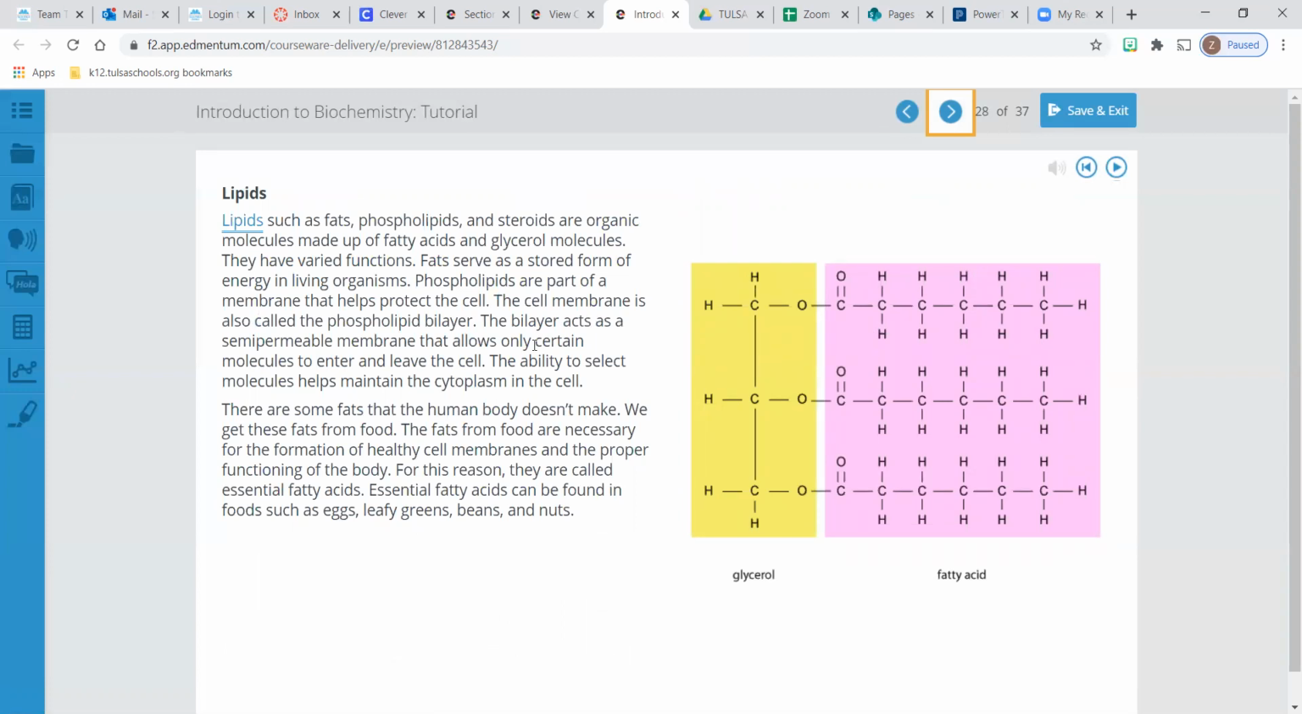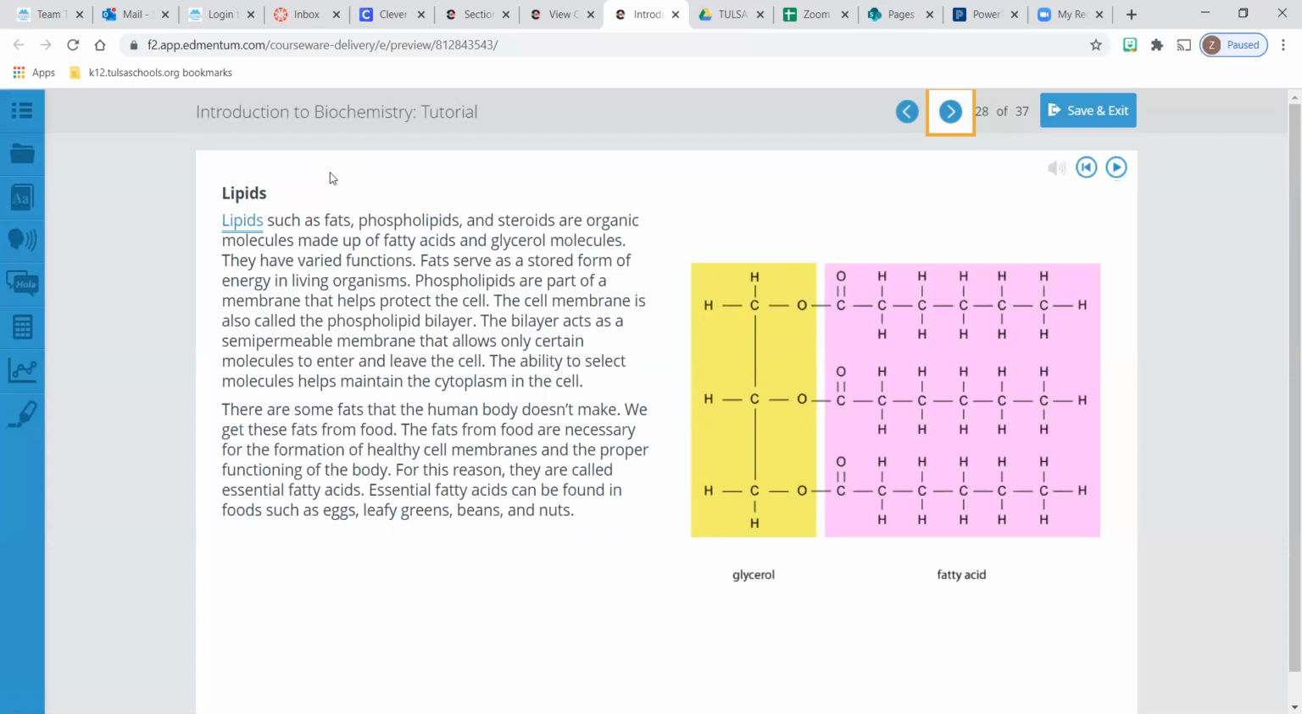So we have nucleic acids, carbs, lipids, fats, all good stuff for you. Lipids such as fats, phospholipids, and steroids, hey now, are organic molecules made up of fatty acids and glycerol molecules. They have a lot of functions. They can serve as a stored form of energy in living organisms. That's why we store fat in our body to use as energy later.